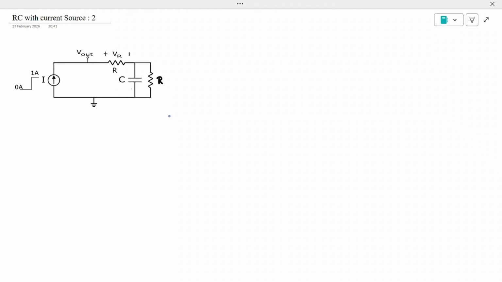Hello guys, in the last session we have discussed the same circuit in time domain. Now in this session we are going to discuss this same circuit in frequency domain. Let's analyze the circuit in frequency domain.